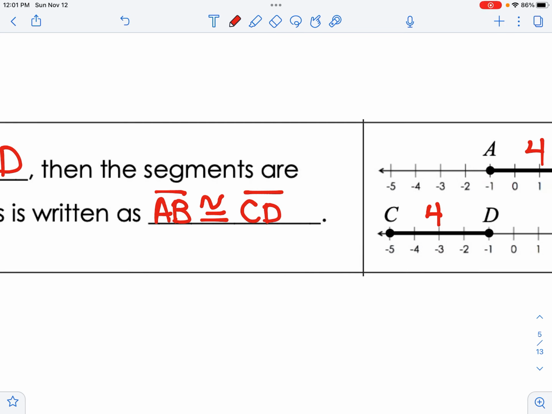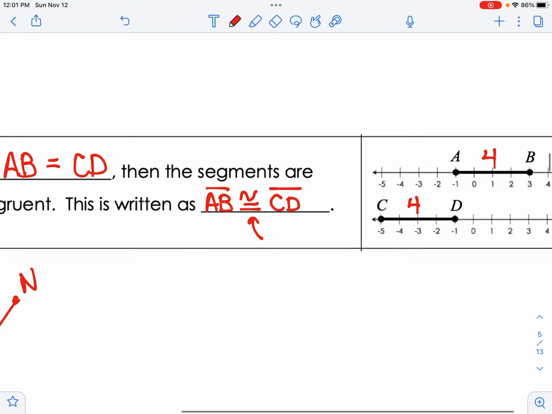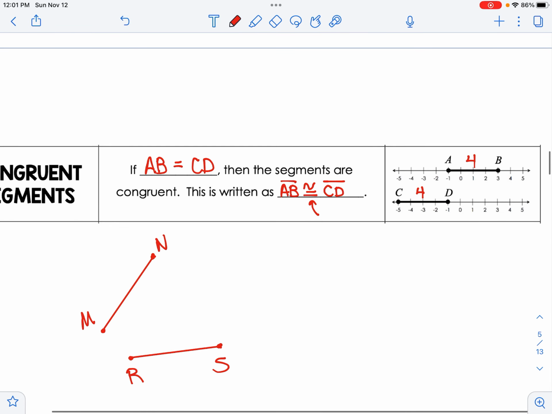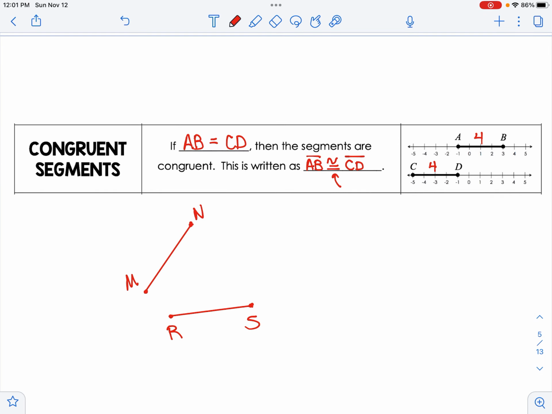And this is the symbol for congruent to. You're going to see that a lot moving forward. So AB is congruent to CD. Okay, so in these two segments here, MN and RS are the same length. They both have a length of 7. So since they are the same, we can say MN is congruent to RS.